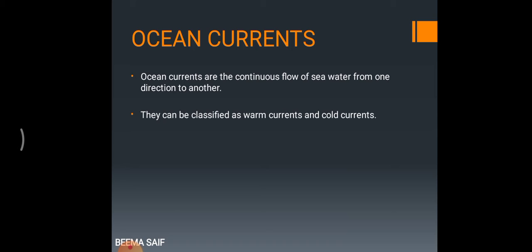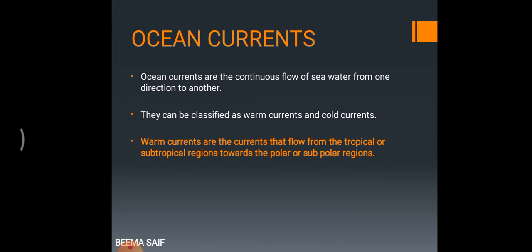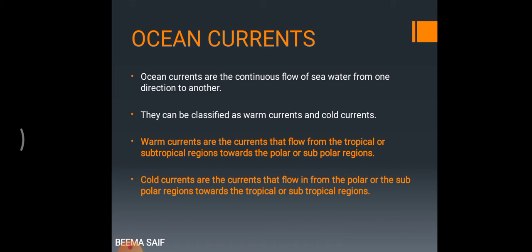Ocean currents are the continuous flow of seawater from one direction to another and can be classified as warm currents and cold currents. Warm currents are the currents that flow from the tropical or subtropical region towards the polar or subpolar regions. Cold currents are the currents that flow in from the polar or subpolar regions towards the tropical or subtropical regions.